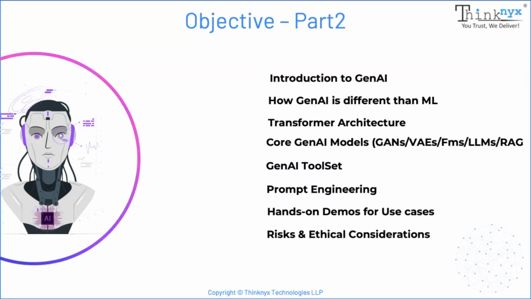Then there are core GenAI models. You will hear terms like GANs, VAEs, FMs, LLMs, RAG, and we are going to understand what all these terms are. Then obviously the GenAI toolset, where we will focus on the popular ones, though there is an endless list of applications nowadays. To get the best result out of your inputs, we need to understand prompting, so prompt engineering is very useful in order to get accurate results.